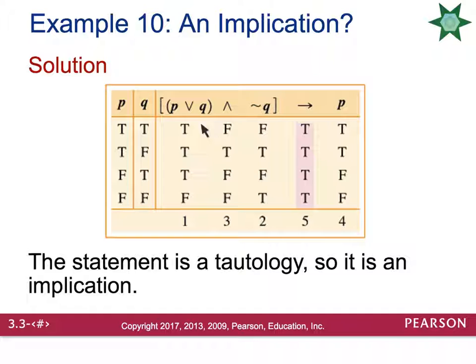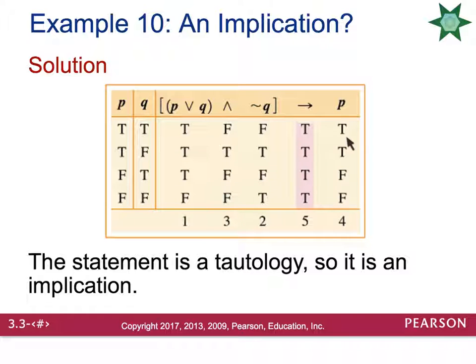And then we're taking the and of these two. So first step, do the or. Second step, take the negation of Q. Third step, we're going to do the and of these two. So they both have to be true. So T and F gives us F. T and T gives us T. T and F, F. F and T, F. So we have FTFF for the and.